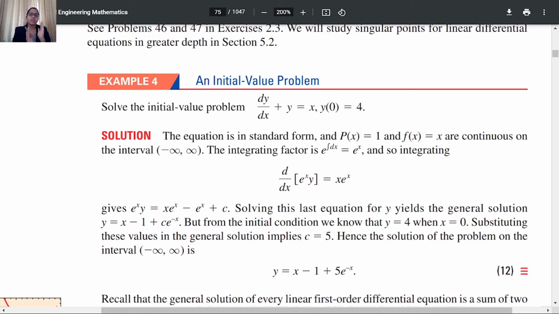First step, convert it into the standard form. Second step, find the integrating factor. Third step, the solution is nothing but integrating factor into y is equal to integral of integrating factor into f of x plus the integrating constant. So keep this in mind. We shall be doing some problems related to it, the same thing.